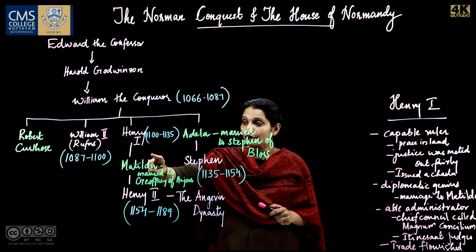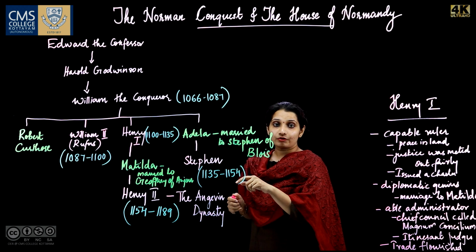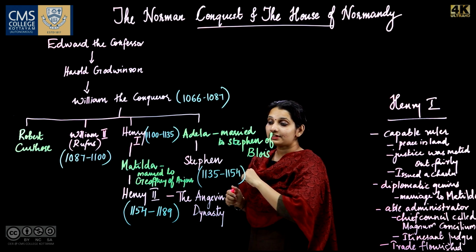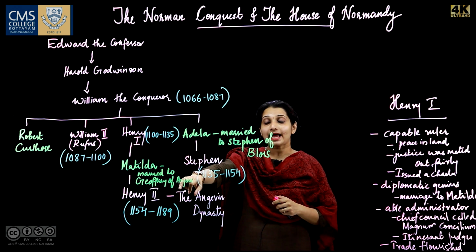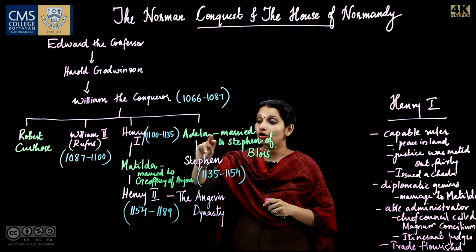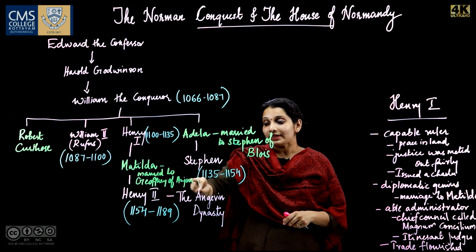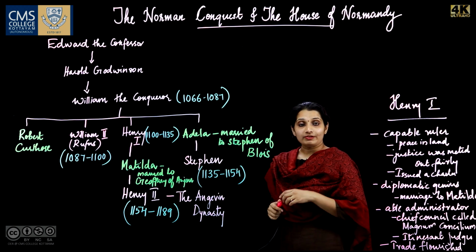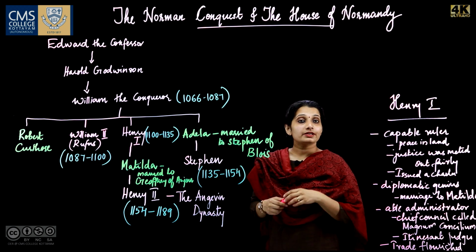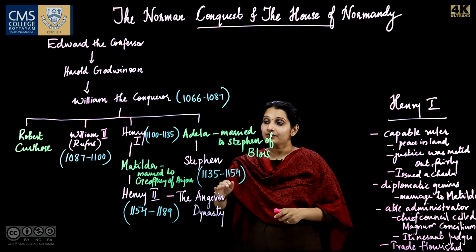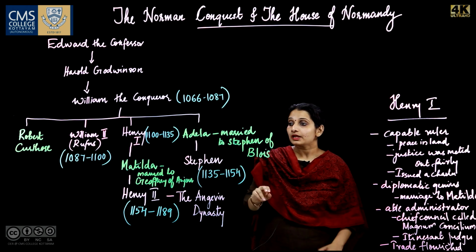Matilda was not crowned as the Queen of England for another reason also, as she was married to Geoffrey of Anjou, and Anjou had long been a thorn in the flesh for England. So when Stephen was on the throne of England, Matilda believed that the throne of England rightfully belonged to her, and she decided to go to war with Stephen.